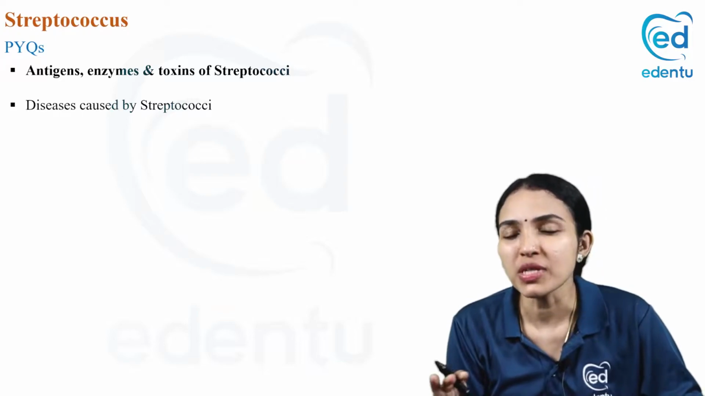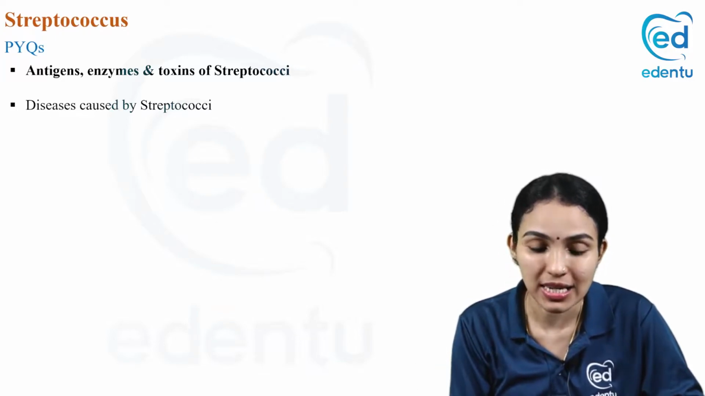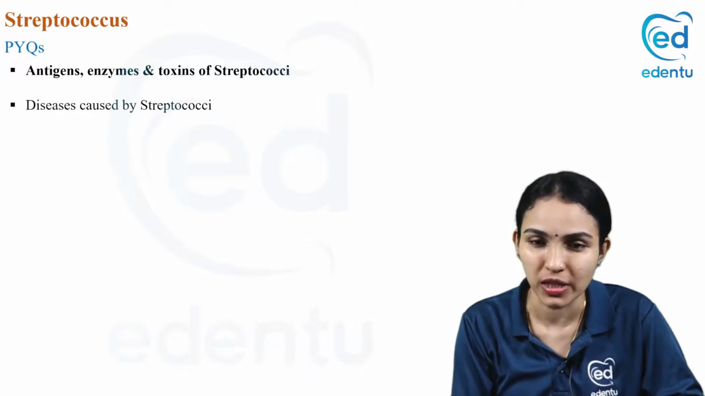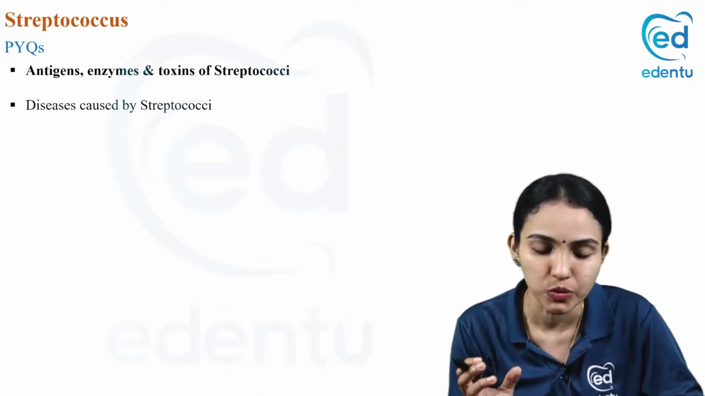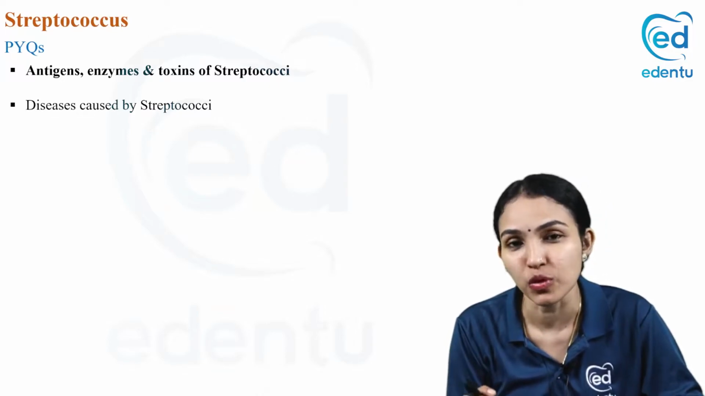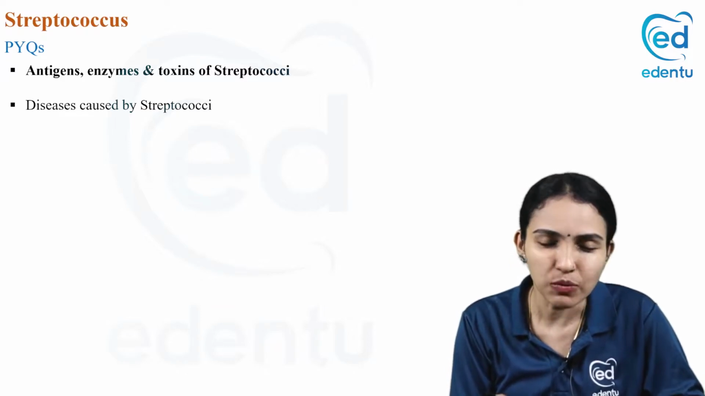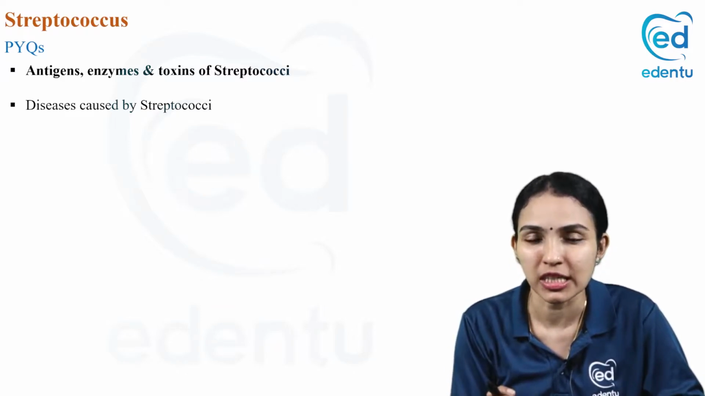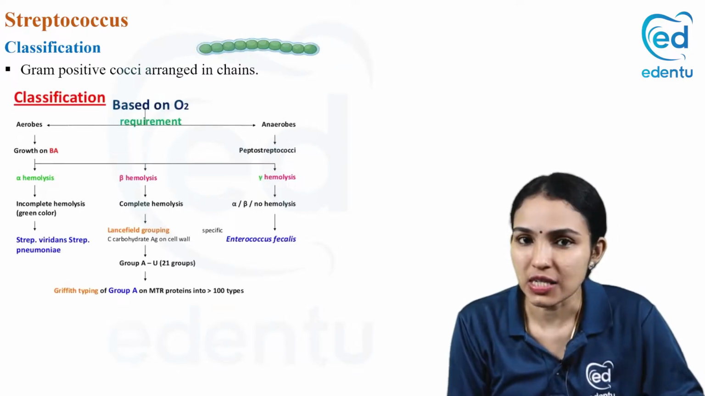So the most important questions from this topic, which were previously asked, are the antigens, enzymes and toxins of Streptococci. Actually, all these are the virulence factors of this bacteria, which is a very important question. You also have to learn what the diseases caused by Streptococci are and how you will diagnose the disease. And we have a classification for Streptococci that can also be a probable exam question. So this is the classification.